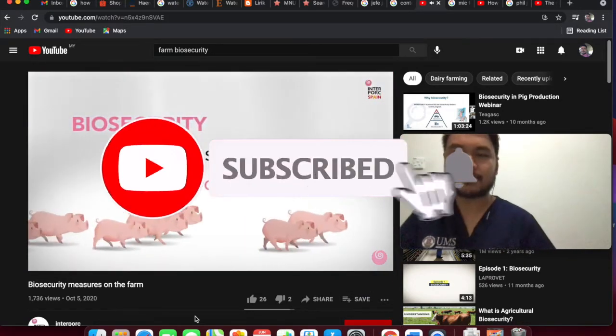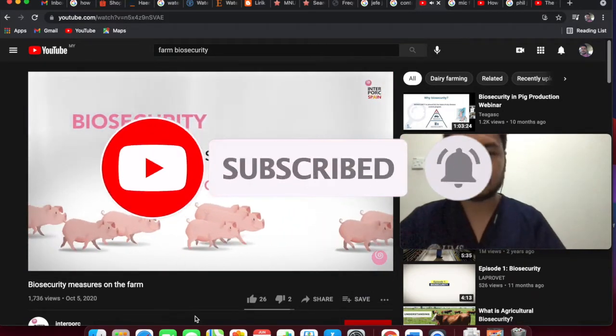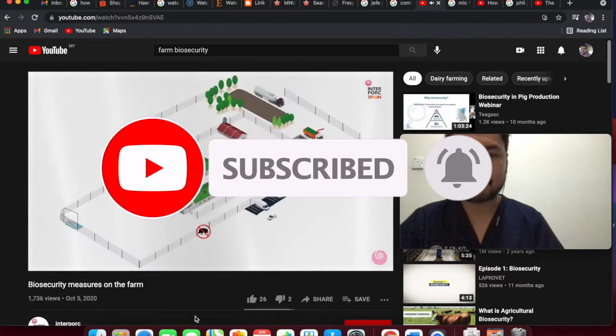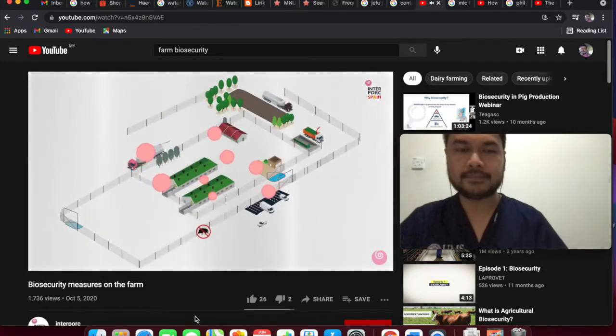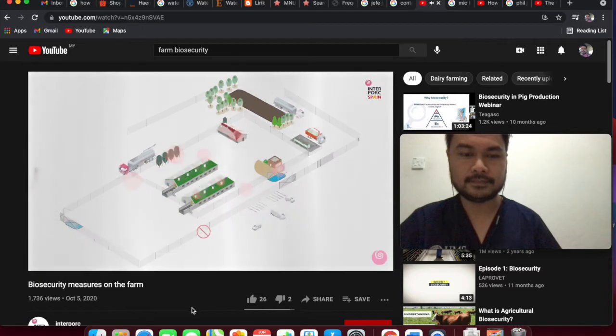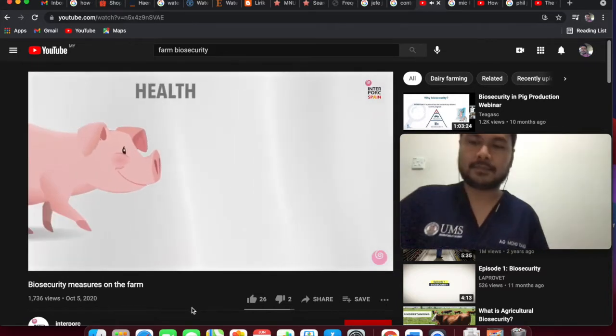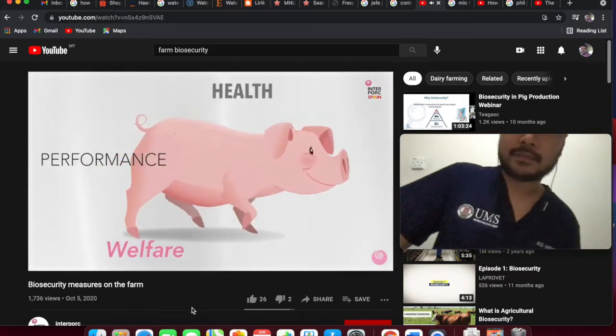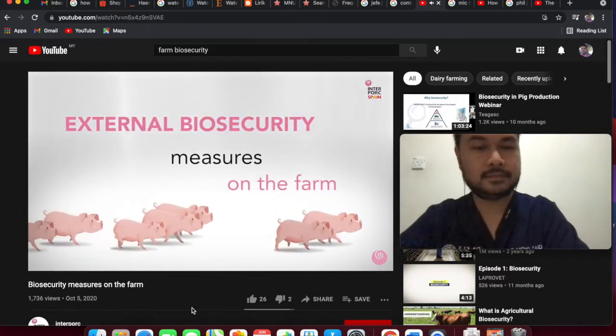Biosecurity consists in the application of a series of measures designed to prevent disease-causing agents that could affect the health, welfare and performance of our animals from entering and spreading amongst our farms. There are two types of measures, external and internal.